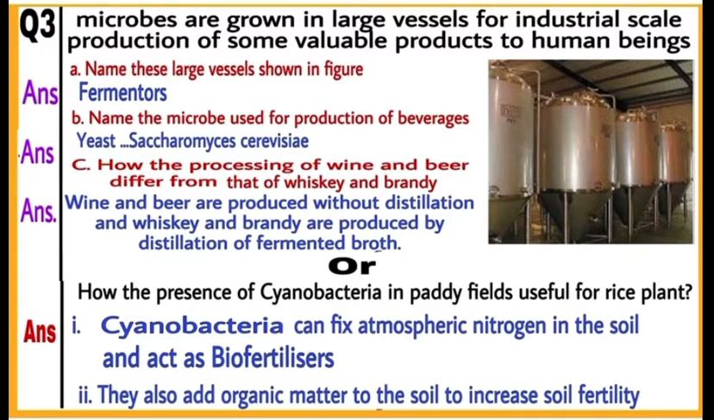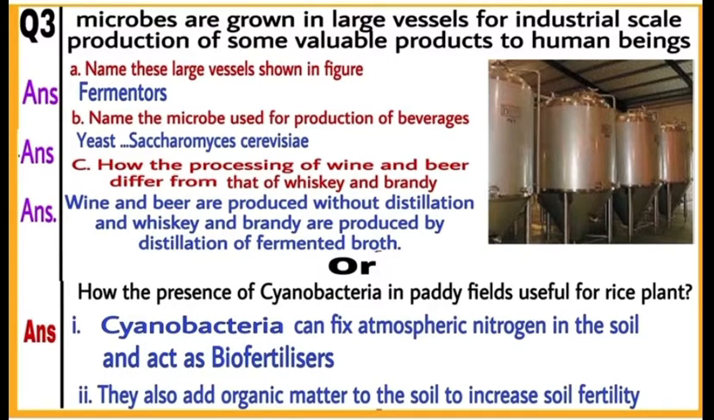C part of the question. How the processing of wine and beer differ from that of whiskey and brandy. Wine and beer are produced without distillation while whiskey and brandy are produced by distillation of fermented broth. There is a choice in this question.